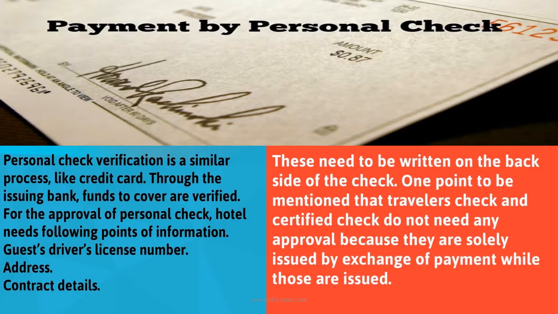The next method is payment by personal check. Personal check verification is a similar process. Like a credit card, through the issuing bank, funds to cover are verified. For the approval of a personal check, the hotel needs the following information: the guest's driver's license number, address, and contact details. These need to be written on the back side of the check. One point to be mentioned is that traveler's checks and certified checks do not need any approval because they are solely issued by exchange of payment.